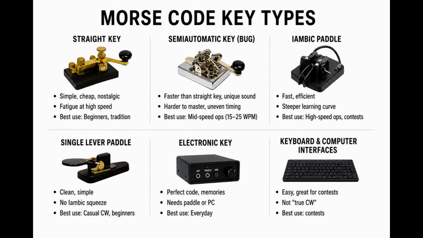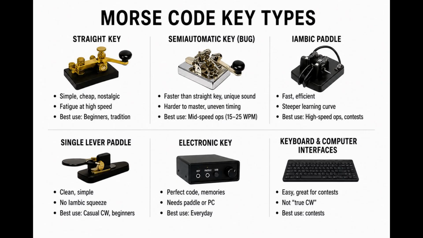The bug key is a mechanical keyer that automatically makes dots but requires the operator to make a dash manually. Moving the lever to one side starts a spring-driven pendulum that rapidly makes a series of dots automatically. Moving it the other way makes dashes by holding the contact closed.